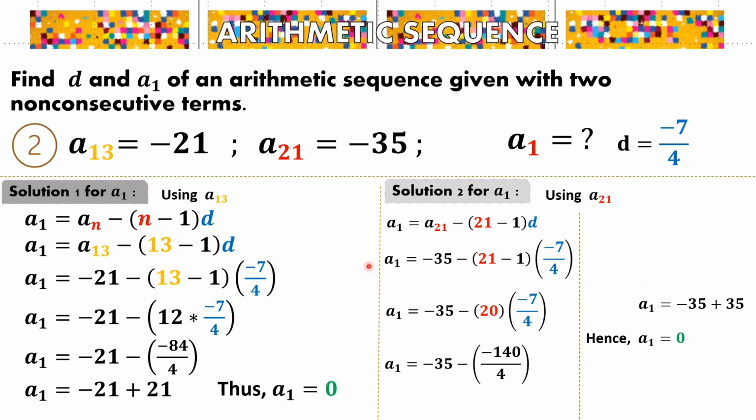So we've got the same value of a sub 1. So you may use either a sub 13 or a sub 21. You get the same value for the first term. Okay. Next example.